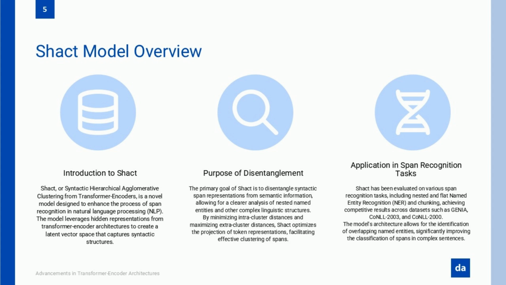The researchers' evaluations showed just how powerful SHACT could be. It achieved competitive results on benchmarks like the GENIA, CoNLL 2003, and CoNLL 2000 datasets, significantly improving classification accuracy in span recognition tasks. Yet, their notes suggest they weren't satisfied. They believed SHACT was just the beginning, a glimpse of what's possible if we fully embrace the potential of transformer encoders. As I piece this together, I start to see why the researcher was so consumed by this work.